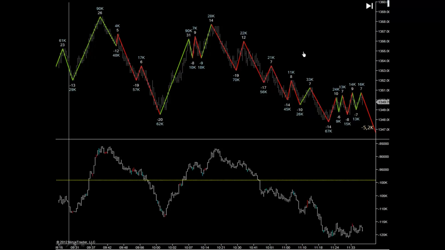So this is not a particularly cherry-picked chart. I'm going to show you two charts of cumulative delta. Some of the action is going to be a little bit ugly, but then some of the action is a little bit ugly on an average day.